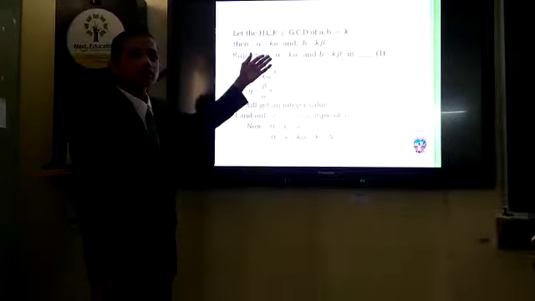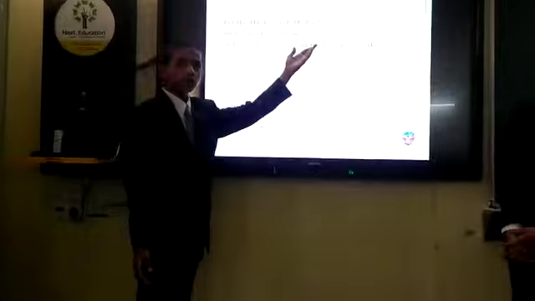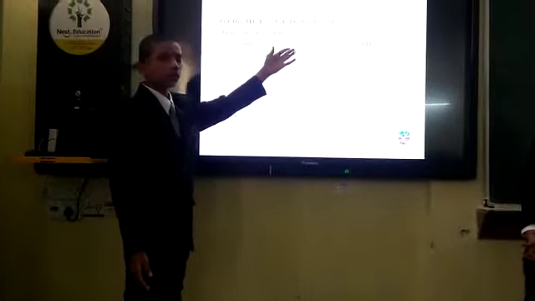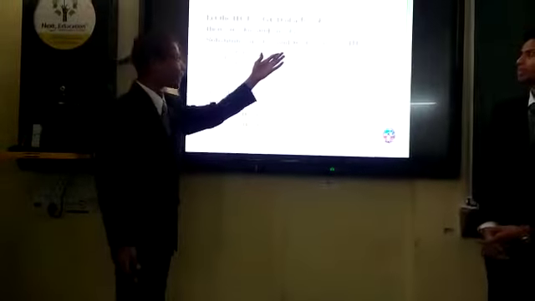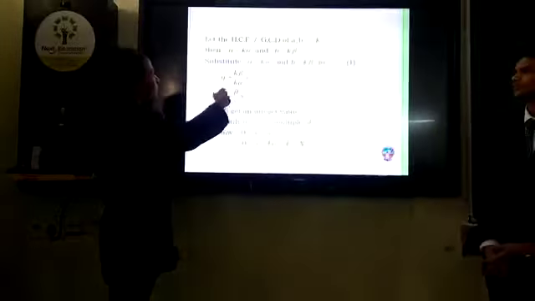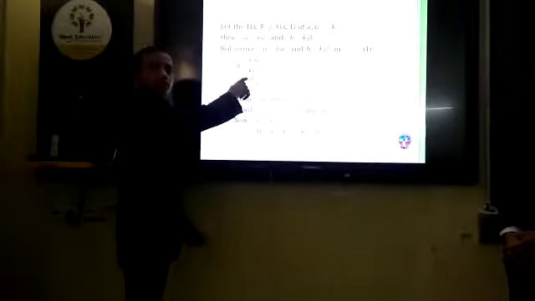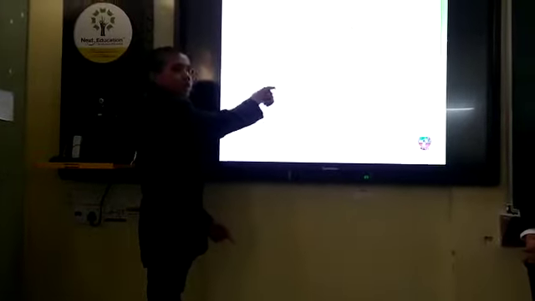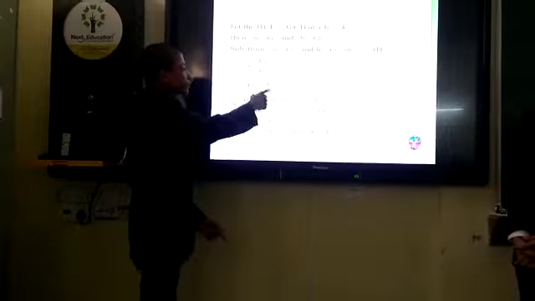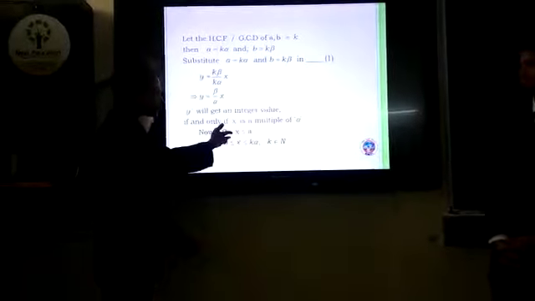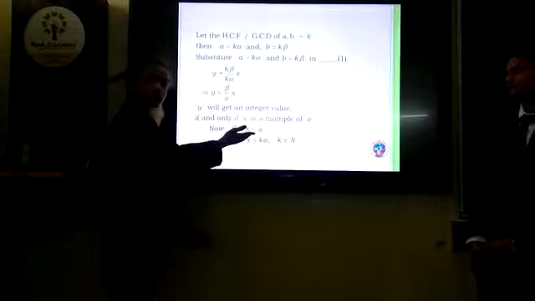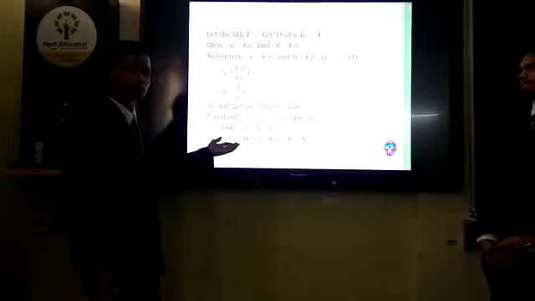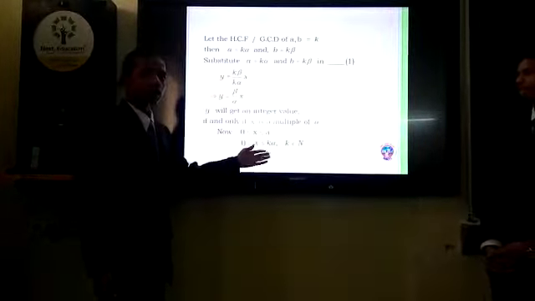And let the HCF of a comma b be equal to k. Then we can write a is equal to k alpha and b is equal to k beta, where alpha comma beta are coprimes. And I am going to substitute these two in equation 1. So I got y is equal to beta by alpha into x. y will be an integer if and only if x is a multiple of alpha. So x is greater than or equal to 0 and less than or equal to a, and we know that a is equal to k alpha. So x is greater than or equal to 0 and less than or equal to k alpha.